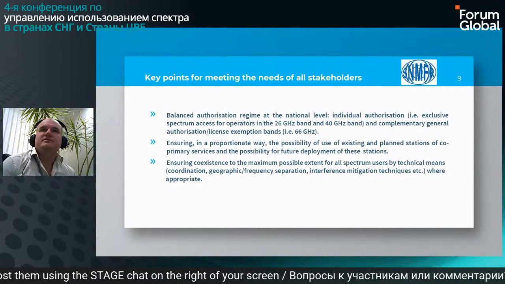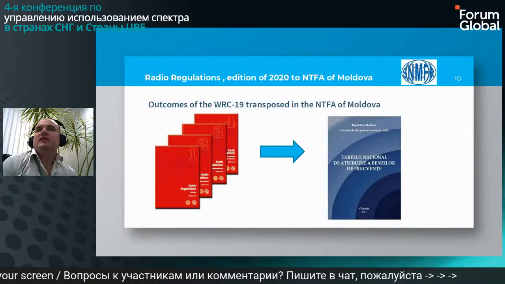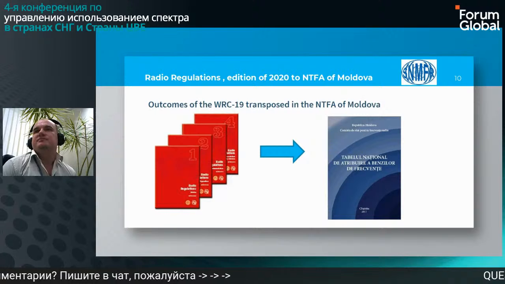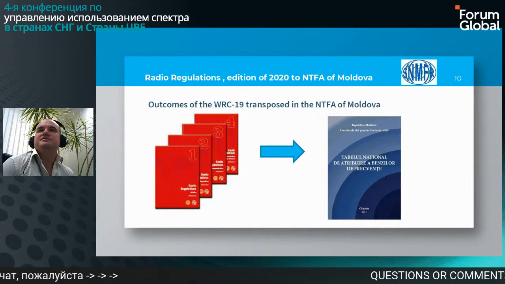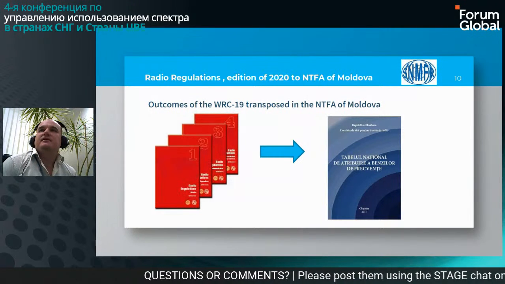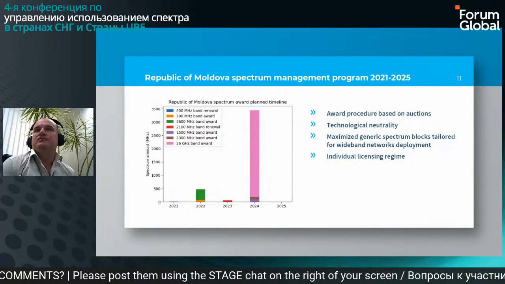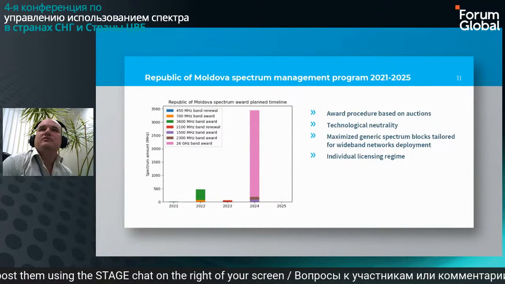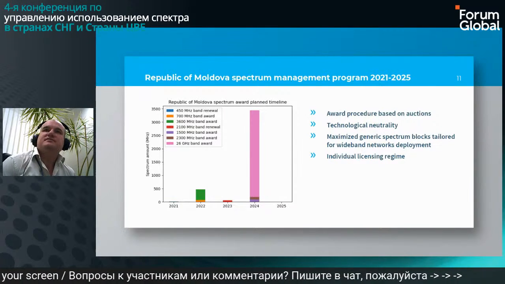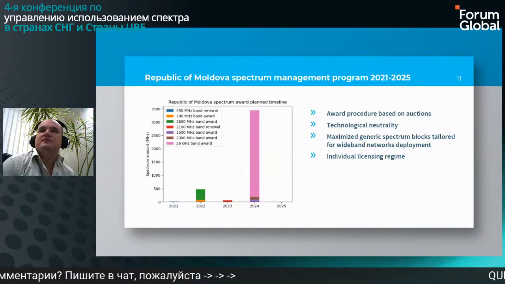Also, I would like to focus a little bit on what's happening in our country. On the next slide, you can see what we're doing now in our country. First of all, we have updated our national table of frequency allocation as a result of the last WRC. And on the next slide, you can see a brief overview of the timeline of our spectrum management program for the next 5 years. This program is also at the final stage of public consultations.